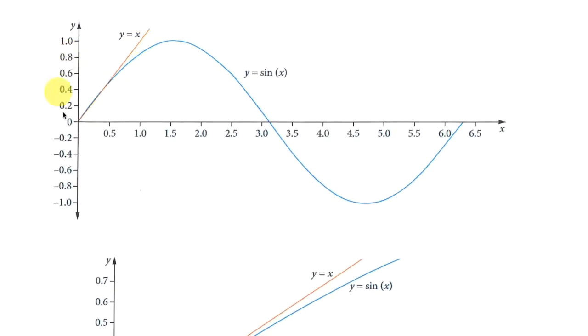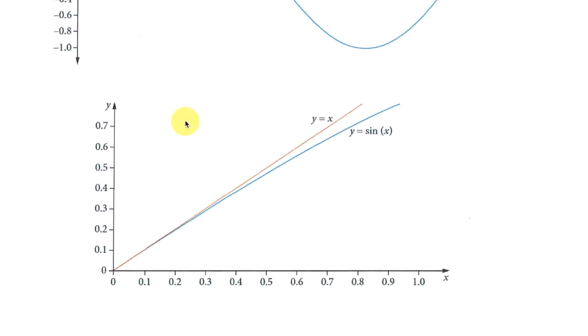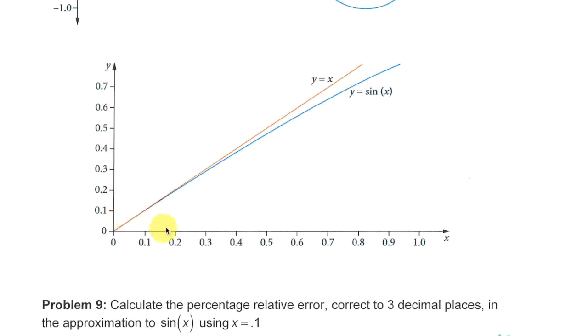So if we just focus in on this part of the graph, it becomes clearer to us. So there's the curve there, a very slight curve in blue, and you can see it's approximately equal to the line y equaling x. So as we continue further along, the approximation becomes worse because that gap becomes bigger.